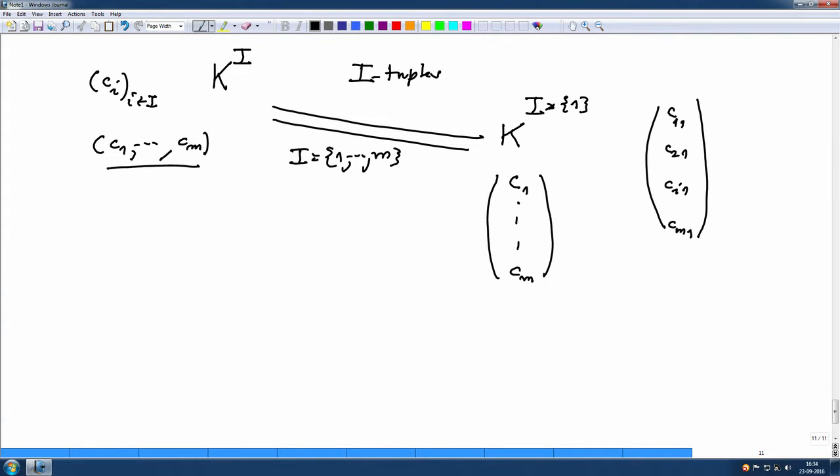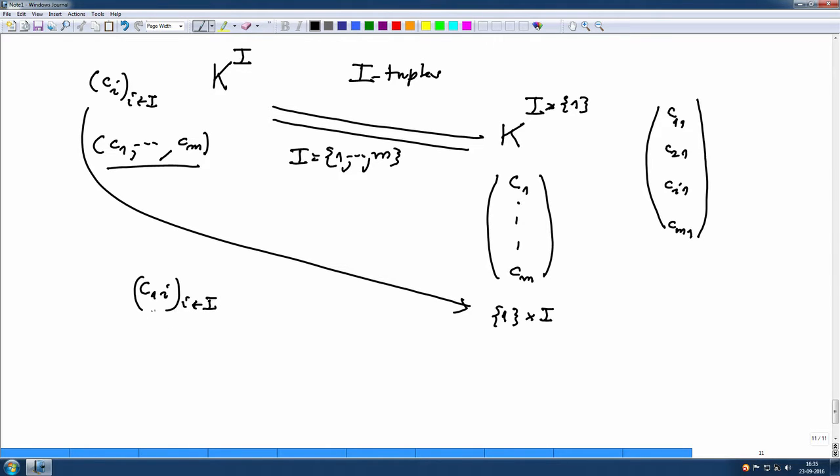Okay. And the row vectors, if I want to think of a row vector, then I would not take I cross 1, but I will take 1 cross I, and then it will become a row vector. So, this one is thought of as 1 cross I, thought of as C_1i, i in I. So, this is a row. Okay.